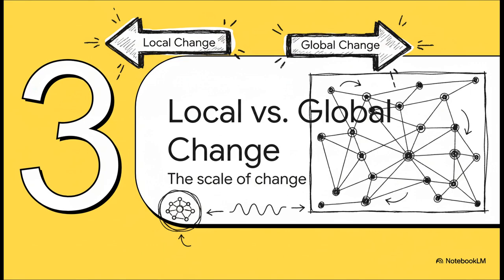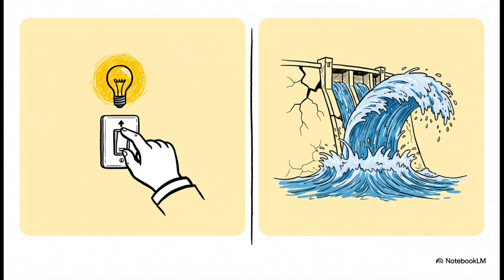Okay, so here's where it gets even more interesting. It turns out not all of these sudden shifts are the same. They really come in two main flavors, local and global. And it's all about the scale of the change. And this comparison just nails the difference. A local bifurcation, think of it like flipping a light switch. The change is, it's local. It happens right around a specific point, and it's pretty predictable. It goes from off to on. But a global bifurcation, whoa, that's like a dam breaking.